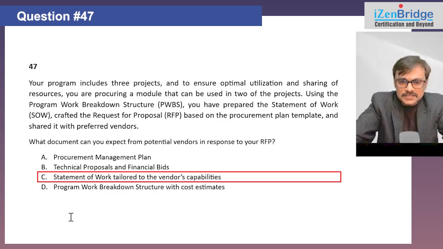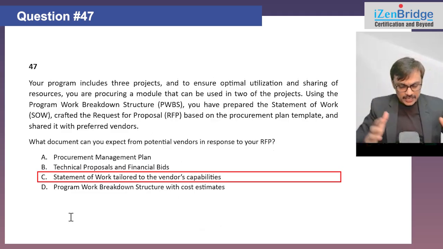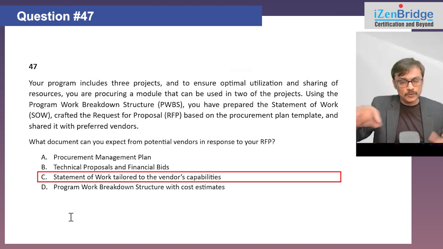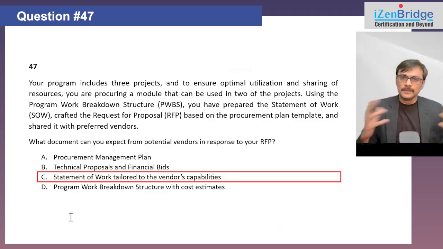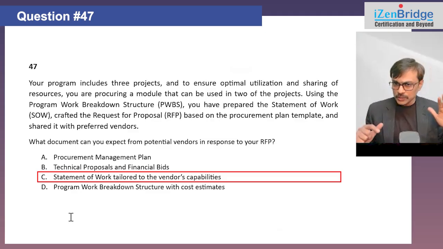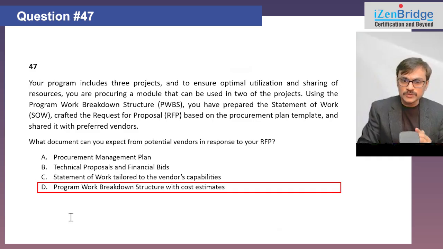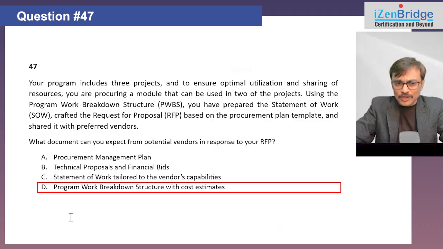Statement of work tailored to the vendor's capability. As a part of the proposal, there is a possibility they may propose some tailoring to a statement of work. So say I want A and the proposal may come for A dash. There is a possibility in my RFP where I strictly say that don't give me a proposal if you want to give A dash. But in some cases, I may allow some deviation and I want to see what the vendors are proposing. So C could be true, but it's a part of the proposal only. Option D, program work breakdown structure and cost estimate. Anyway, it is not relevant. You don't talk about program work breakdown structure and cost estimate here. That is a not relevant option.